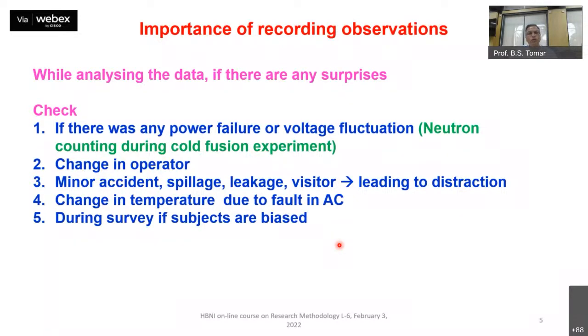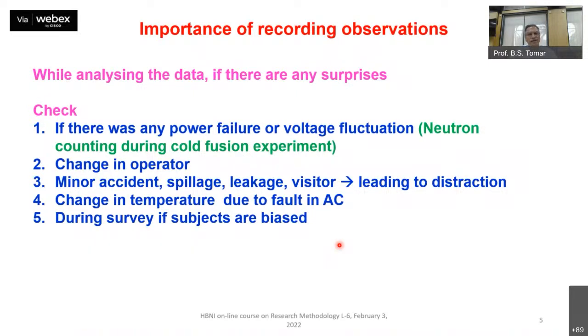So it could be a change of operator, it could be a voltage effect. Particularly sometimes, when the offices close at 4:30 or 6 o'clock, the electrical load comes down, and at that point of time there are some fluctuations. Similarly, in the morning, when all the office instruments start getting switched on, there are some fluctuations. So all those things are important to note down.